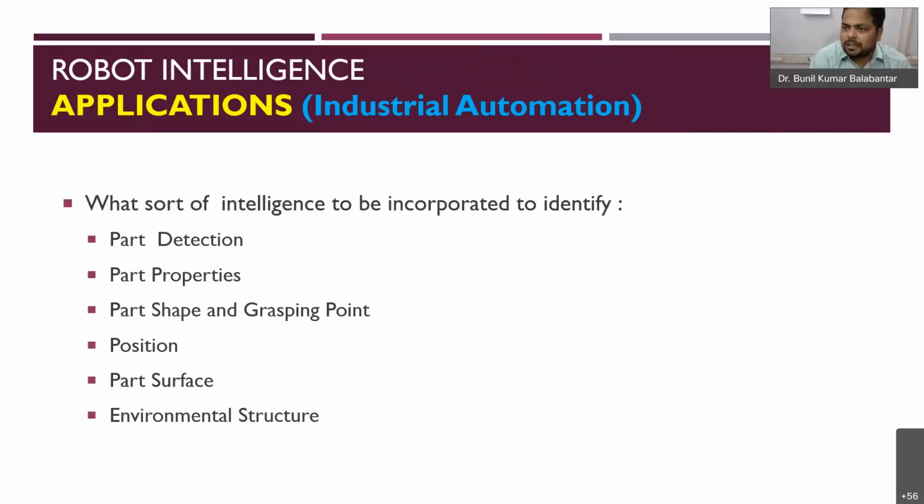Then position estimation. Suppose my robot hand is here and there is the workspace with an object on it. The robot needs to understand where the object is present at the current moment, so the position has to be estimated. If it is a dynamic environment, like a conveyor belt with moving objects, we have to estimate the object position in a dynamic scenario. Accordingly, the robot has to perform. Similarly, the surface of the particular object and the different environmental structure.